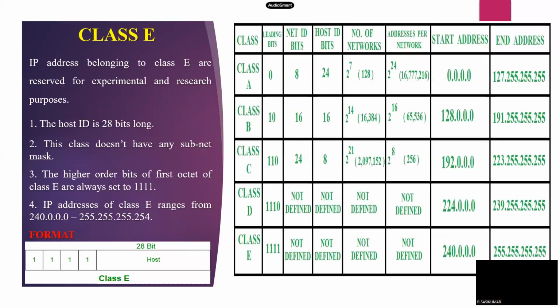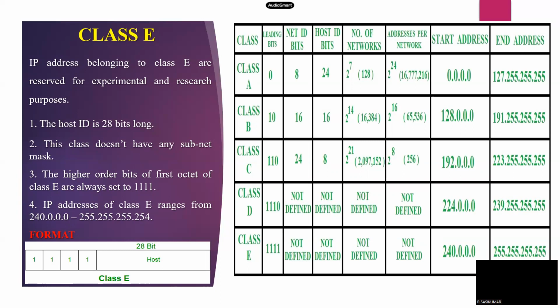And we move on to class E. Class E is the last address and is purely reserved for experimental and research purposes. Within the 32 bits, it is similar to class D with only host. But the first 4 bits, 1111, denote class E, and the remaining 28 bits are allocated for host. So 2 power 28 hosts are available, and the class does not have any subnet mask. The higher order bits of the first octet for class E are always 1111.